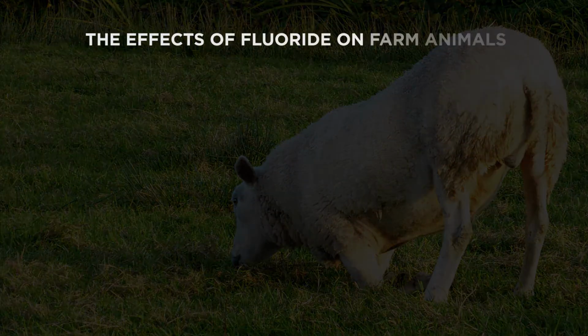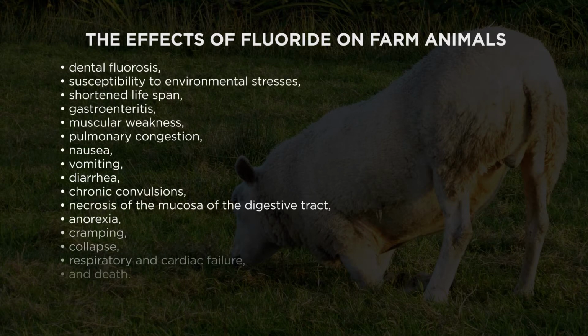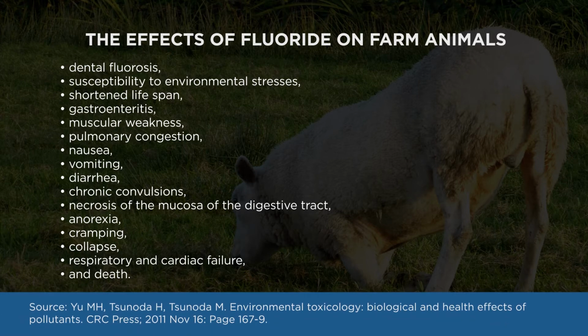The effects of fluoride on farm animals include dental fluorosis, susceptibility to environmental stresses, shortened lifespan, gastroenteritis, muscular weakness, pulmonary congestion, nausea, vomiting, diarrhea, chronic convulsions, necrosis of the mucosa of the digestive tract, anorexia, cramping, collapse, respiratory and cardiac failure, and death. The source is M.H.U. et al., Environmental Toxicology, Biological and Health Effects of Pollutants, CRC Press, 2011, November.